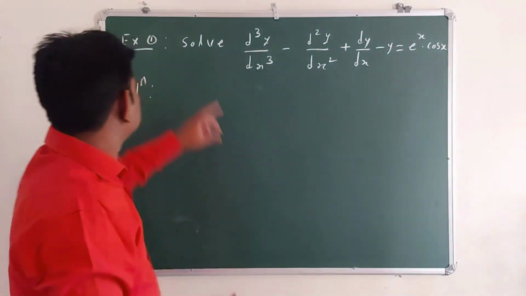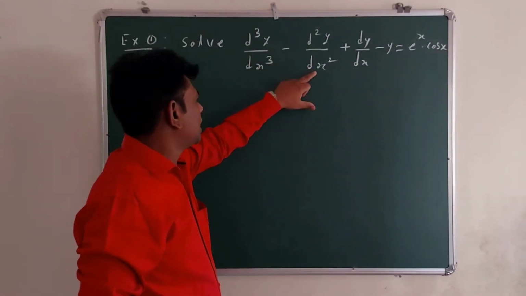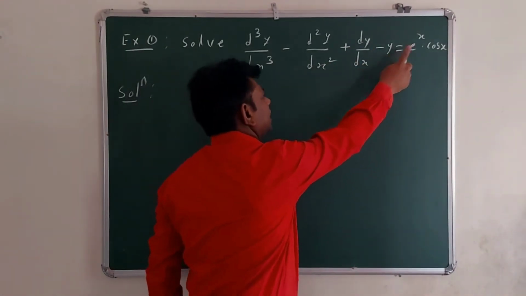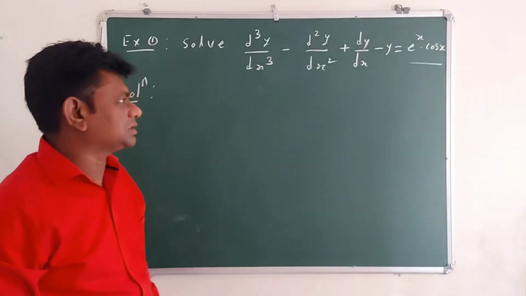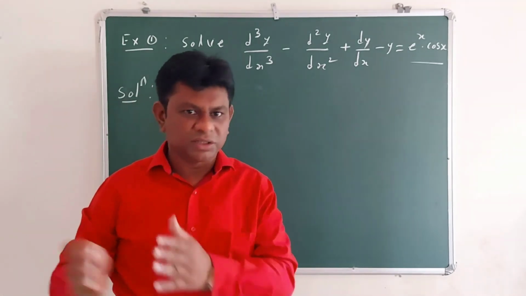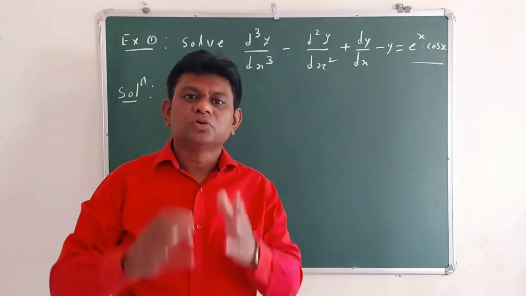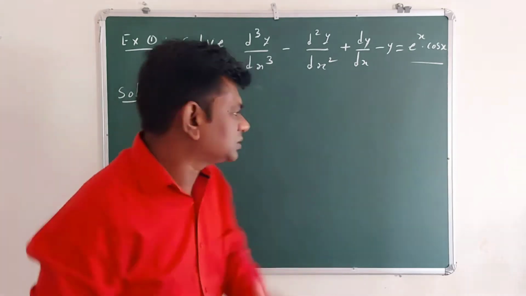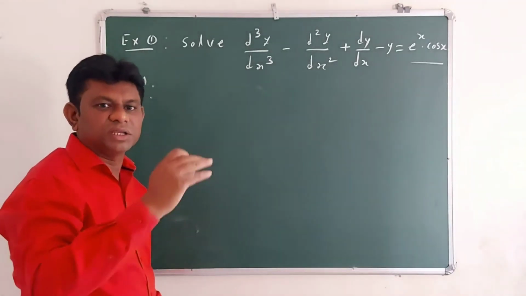The example is: solve d3y over dx3 minus d2y over dx square plus dy over dx minus y is equal to e to the power x times cos x. We will solve this problem in two steps. First, find the complementary function of the given problem, and second, find the particular integral of the given problem.